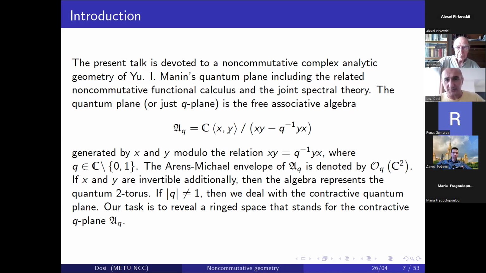Certainly the first target must be its Arens-Michael envelope. That's a notation by Pirkovskii: A_q(C^2) is the Arens-Michael envelope of this algebra. If additionally x and y are invertible, we say that it's about the quantum two-torus. If q is not 1, we use the terminology contractive quantum plane. So we wish to understand what the ringed space behind this quantum plane is.